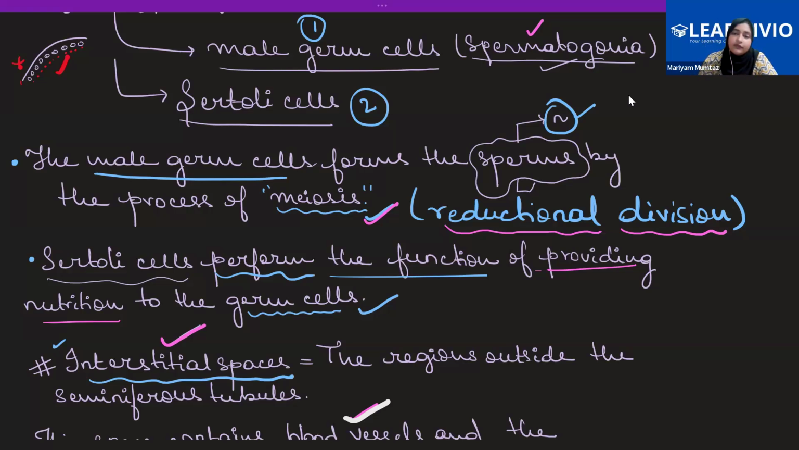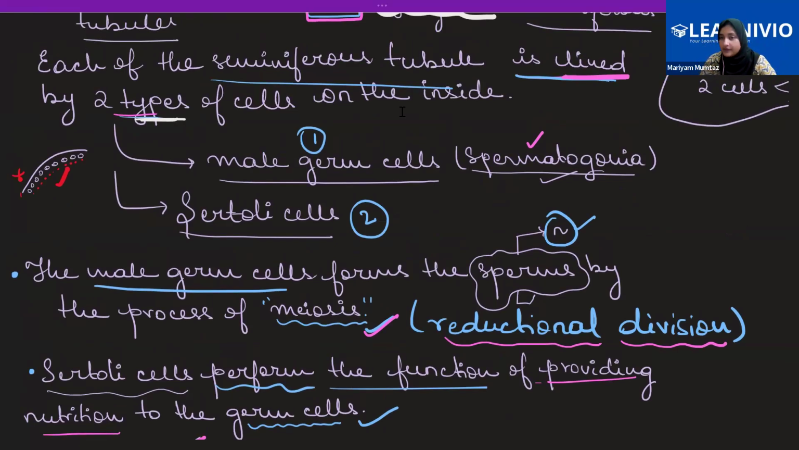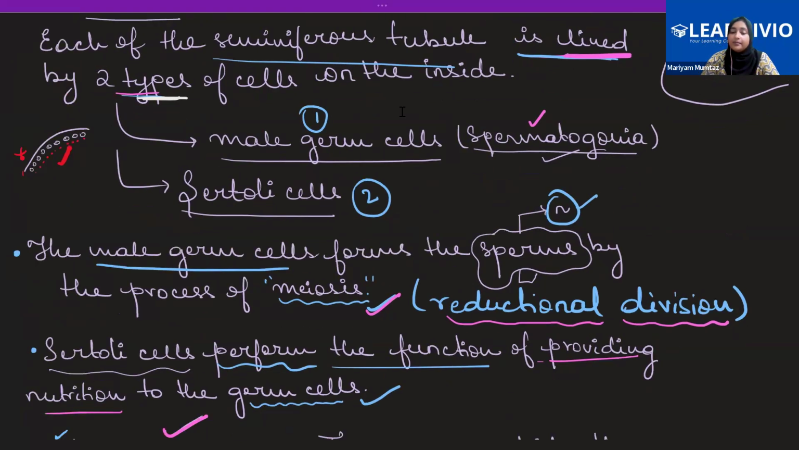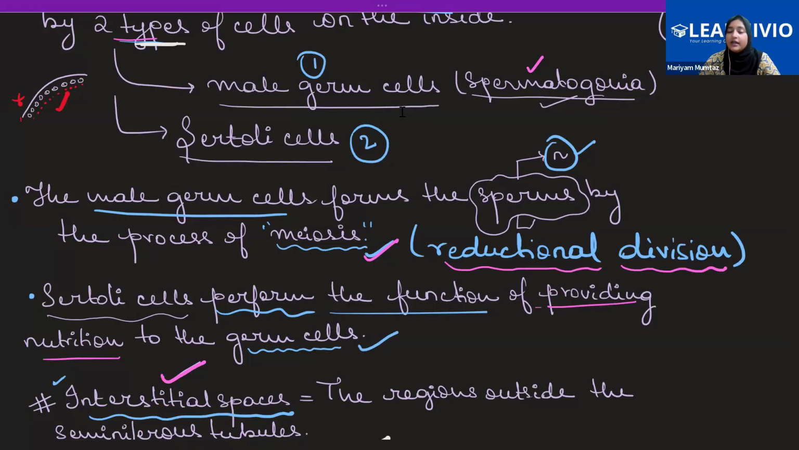Now, furthermore, the male germ cells that are found inside the seminiferous tubules are going to form the sperms, which are the human male gametes, by the process of meiosis. And the Sertoli cells will provide nutrition to the sperms. Sperms are also called germ cells, meaning the reproductive cells are also called germ cells.